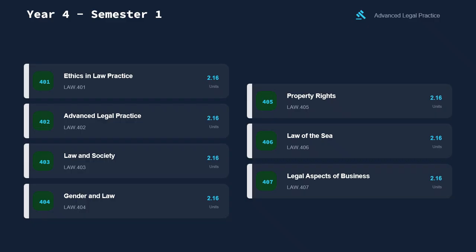4.3 Learning outcomes and competency benchmarks. By completing advanced legal practice, students should be able to integrate knowledge across substantive areas for complex matters, develop specialization or generalism strategies aligned with career goals, manage practice business aspects and lead teams effectively, and navigate multi-jurisdictional, multi-party, and cross-border challenges.